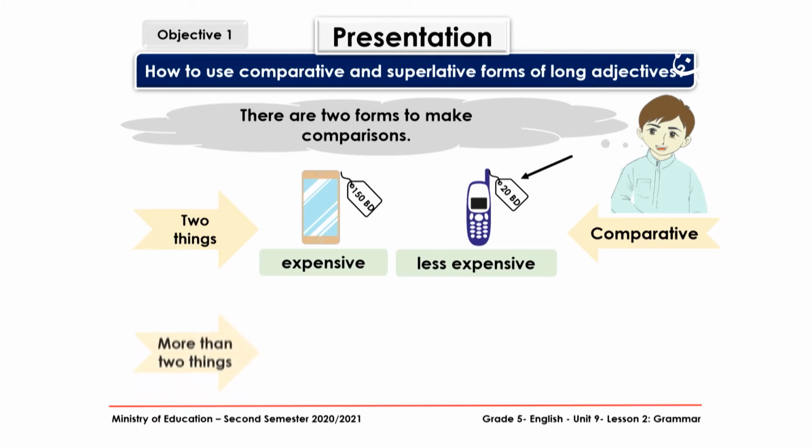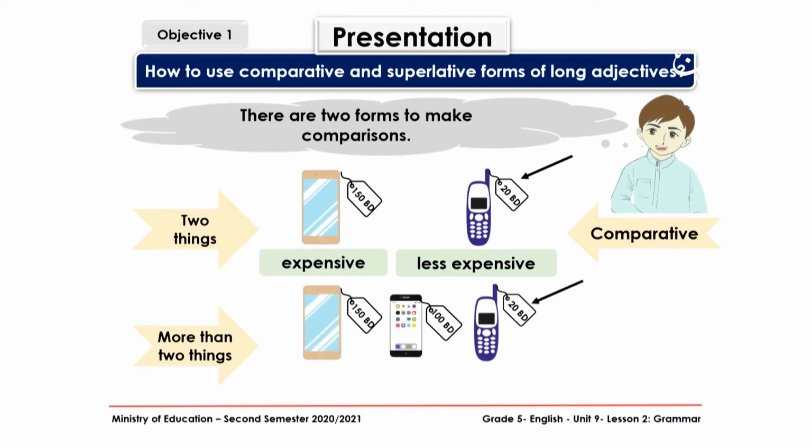If we want to compare an object to a group of objects, we use the superlative form. For example, this smartphone is expensive, but this mobile phone is the least expensive.